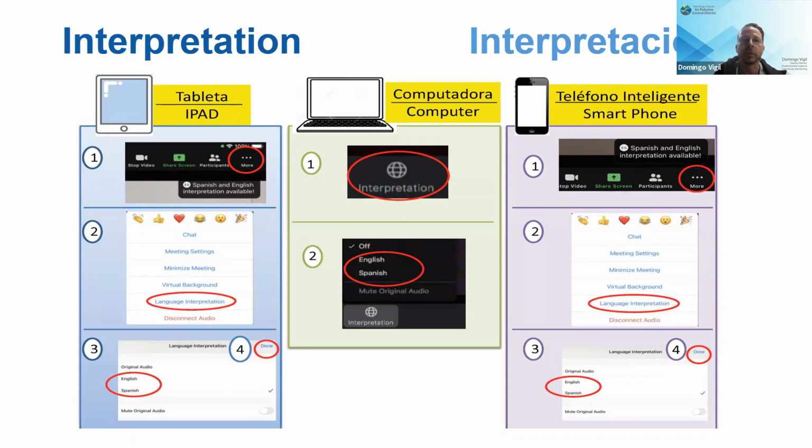If you're joining through your tablet or smartphone, please locate the menu button that is represented by those three dots on your screen, and then you will be able to choose language interpretation services. After you choose language interpretation services, you can choose English from those options.